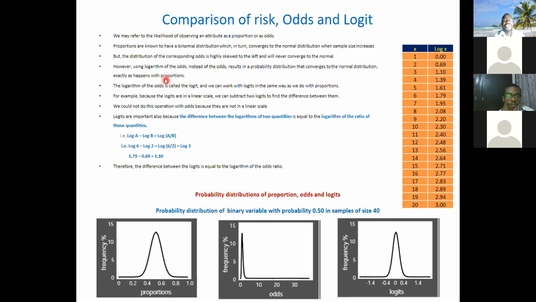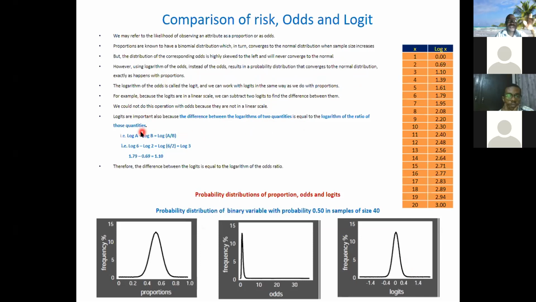However, using the logarithm of the odds instead of the odds results in a probability distribution that converges to the normal distribution, exactly as happened with proportion. The logarithm of the odds is called the logit, and we can work with logit in the same way we work with proportion. For example, because the logits are in linear scale, we can subtract two logits to find the difference between them. We will not do this operation with odds because they are not in linear scale.